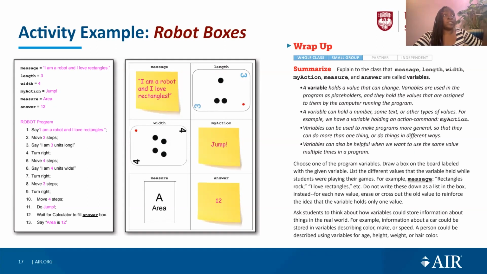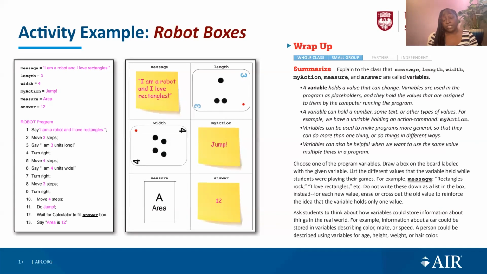And so the robot will say, I am a robot and I love rectangles. And then they move 3 steps. They say, I am 3 units long, so on and so forth. The kids love this. They do love to do a robot voice. The actions were much less tame than jump. We had kids dabbing because it was 2016. We had kids spinning, and so they had a really nice time.